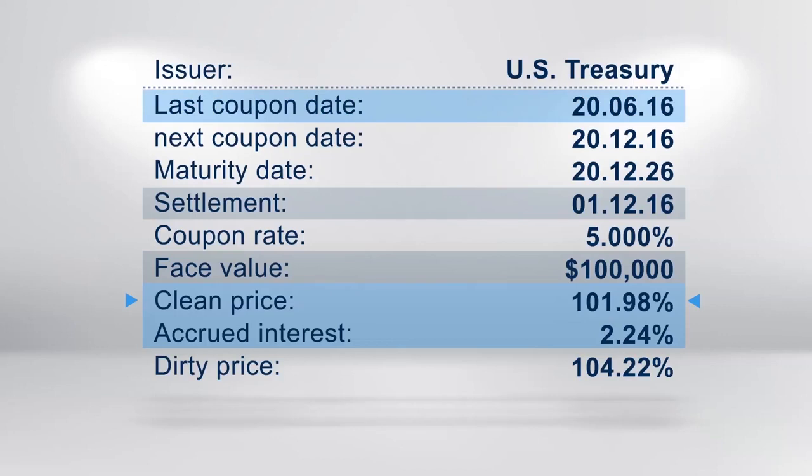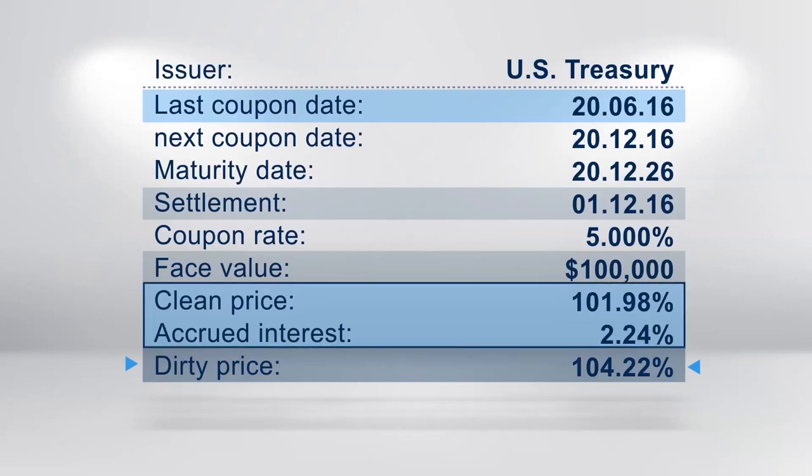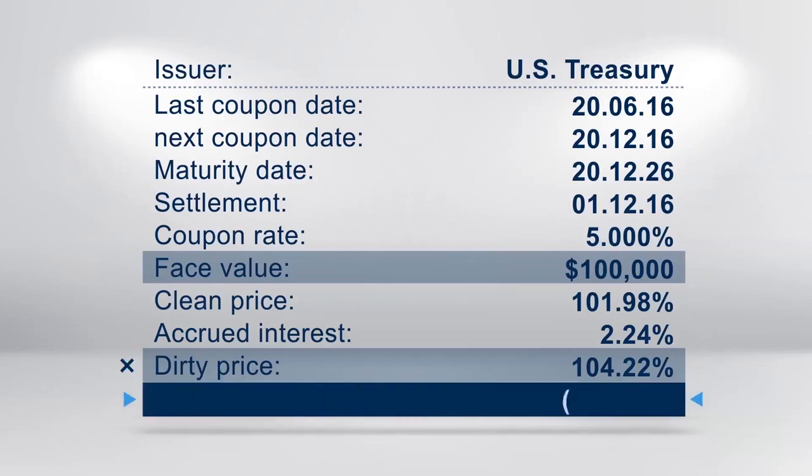However, we also have to pay the accrued interest, since the last coupon was paid on the 20th of June 2016. Our broker advises us that the accrued coupon is 2.24% and that the dirty price of the bond is therefore 104.22%. That's the clean price of 101.98% plus the accrued interest of 2.24%. To buy this bond, we therefore have to pay $100,000 times 104.22%, which is a total of $104,220.